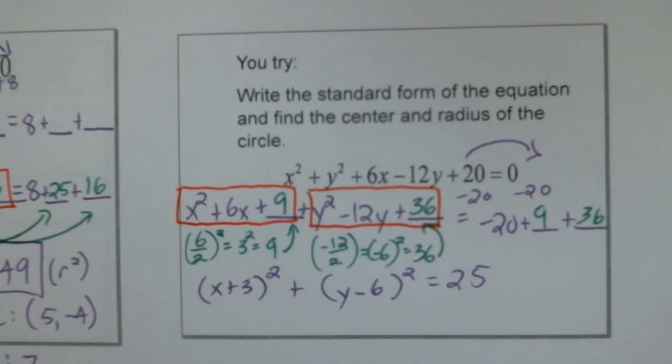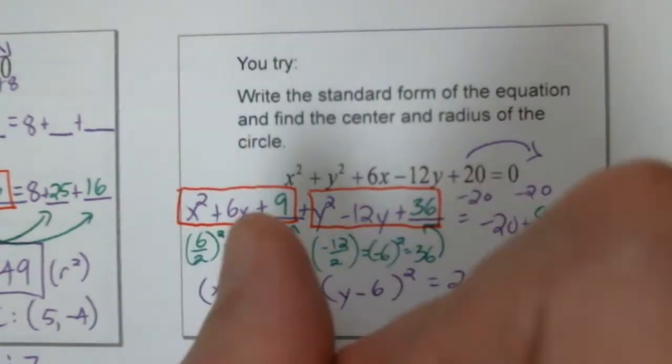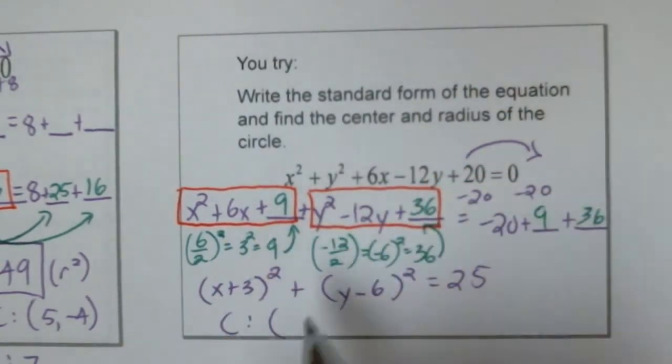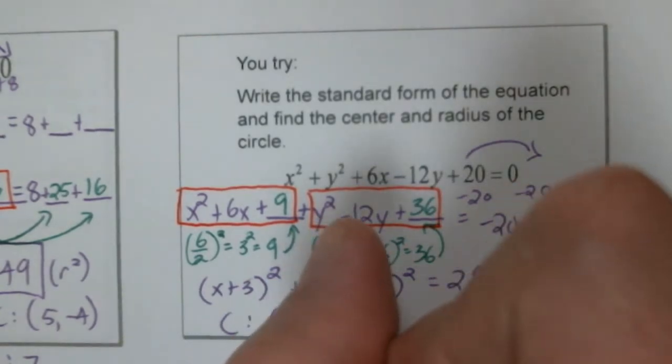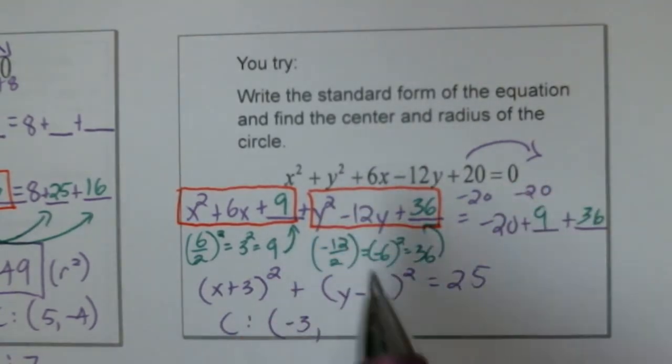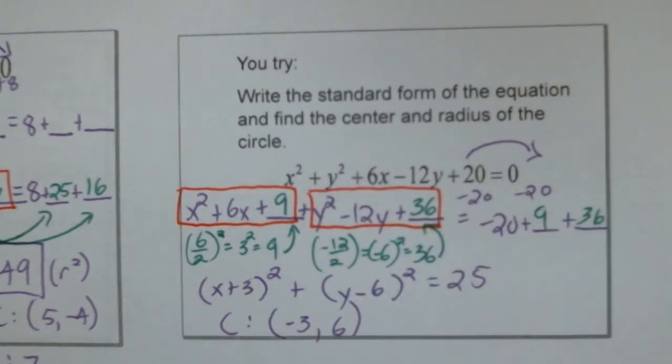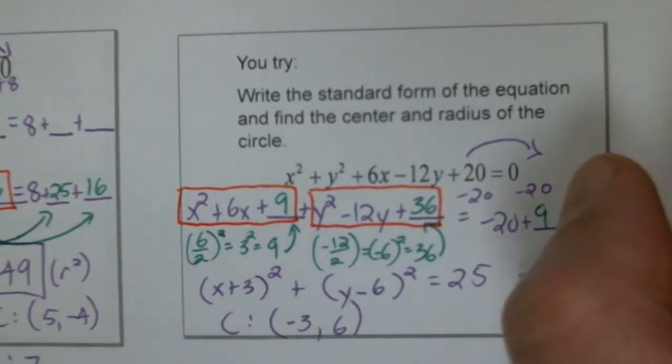Now I am in standard form, and I'm ready to tell you what the center and the radius are. For the center, I flippy flip. Flip the sign, negative 3. Flippy flip, that becomes positive 6. This is r squared.